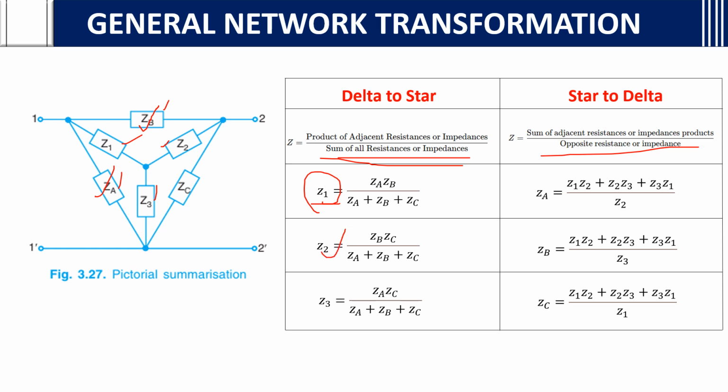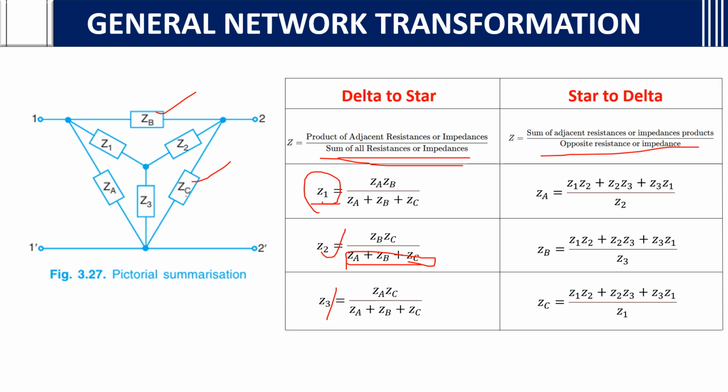Then for Z2, what will we do? Again, what are the adjacent resistances? ZB and ZC. Take the product of ZB and ZC divided by ZA plus ZB plus ZC. The ZA plus ZB plus ZC is common in all the equations. Then again for Z3.